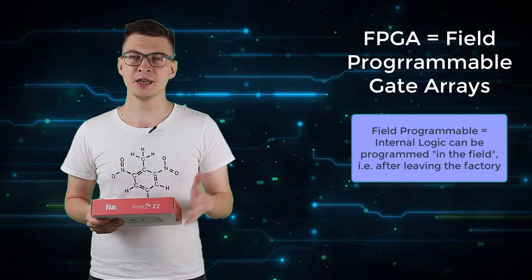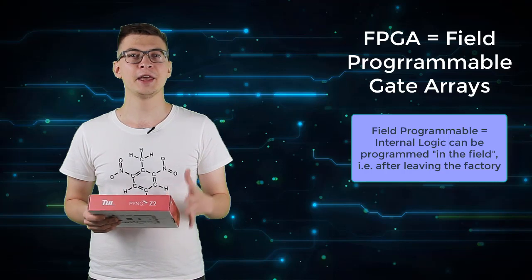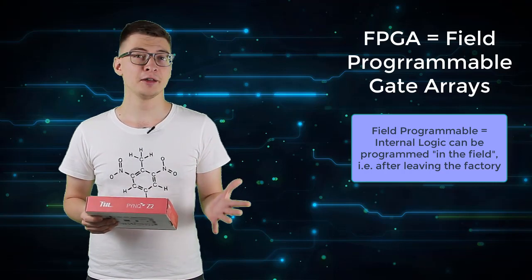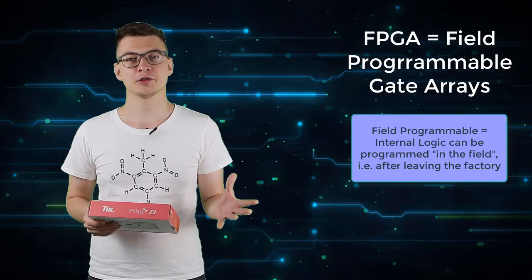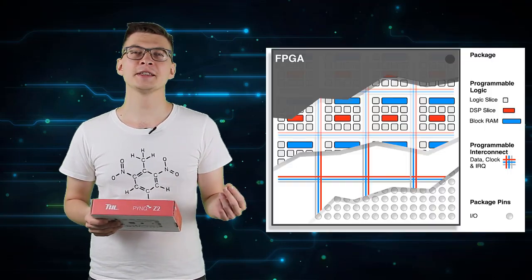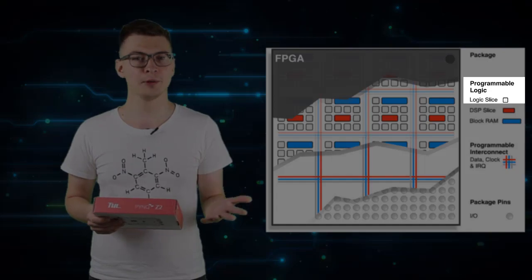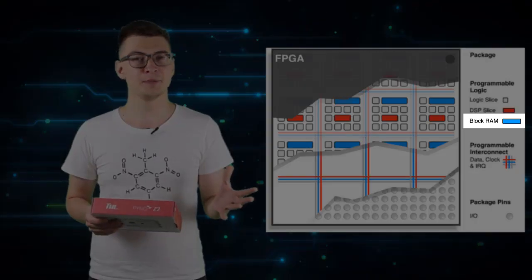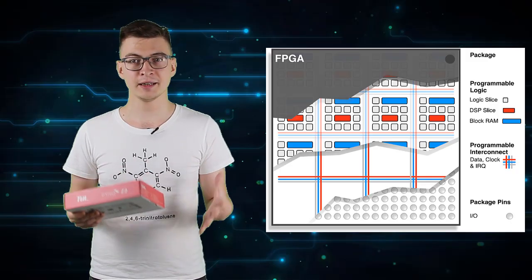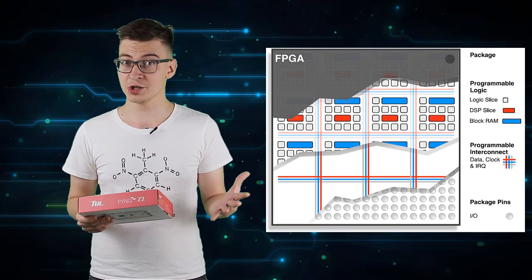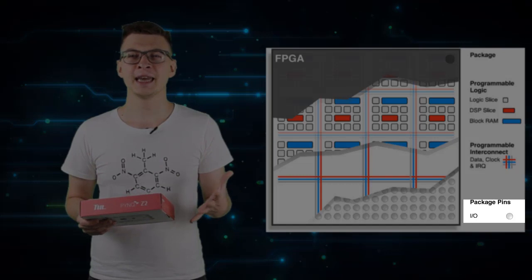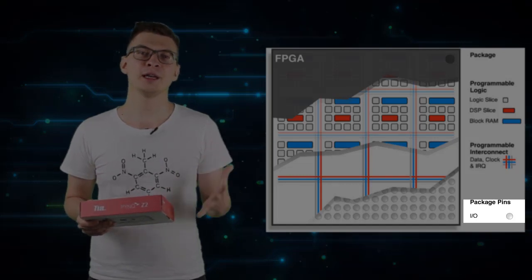Field Programmable here points at the fact that their internal logic can be configured by a designer or customer after manufacturing. FPGA contains an array of programmable logic blocks, a little bit of high-speed memory to hold the data in use, some dedicated circuits for math operations, and dedicated blocks for input and output operations, among others.